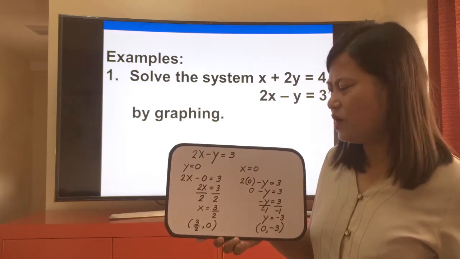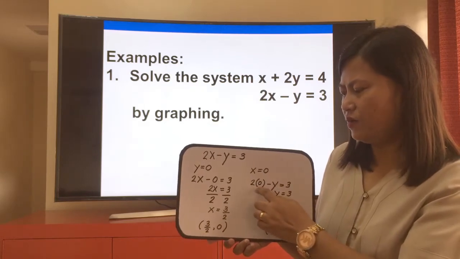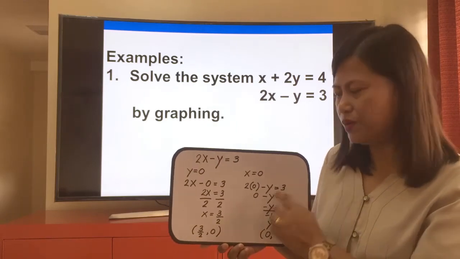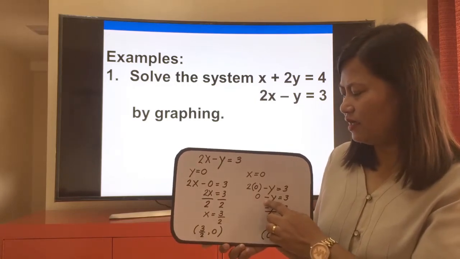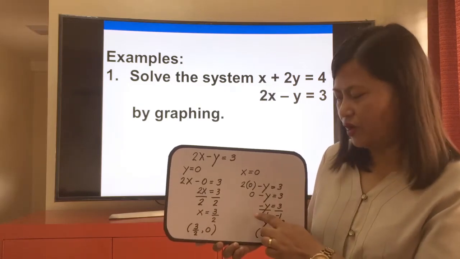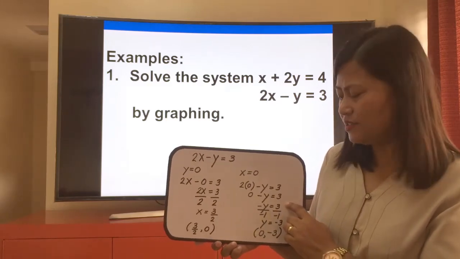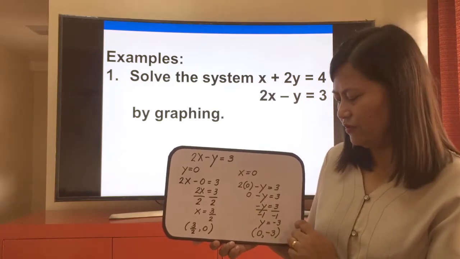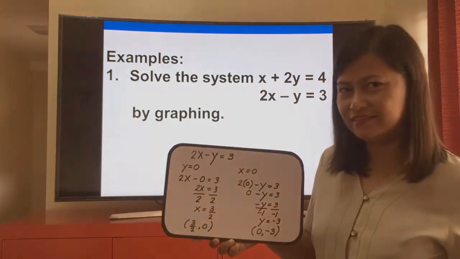For the y-intercept, we let x = 0. So 2(0) - y = 3. What's the product of 2 and 0? It is 0. Copy, -y = 3. So we now have on this side, -y = 3. Dividing both sides of the equation by -1, we have y = -3. We now have the point (0, -3).